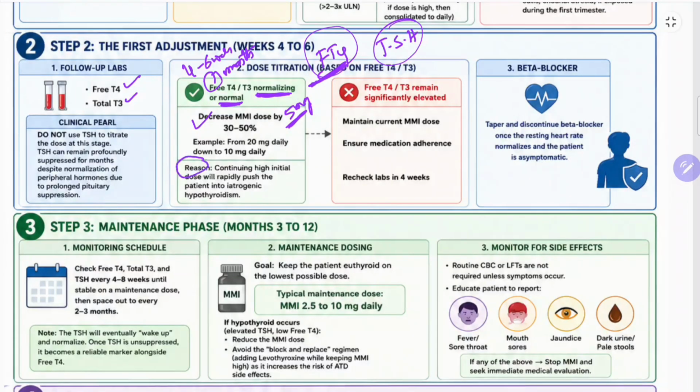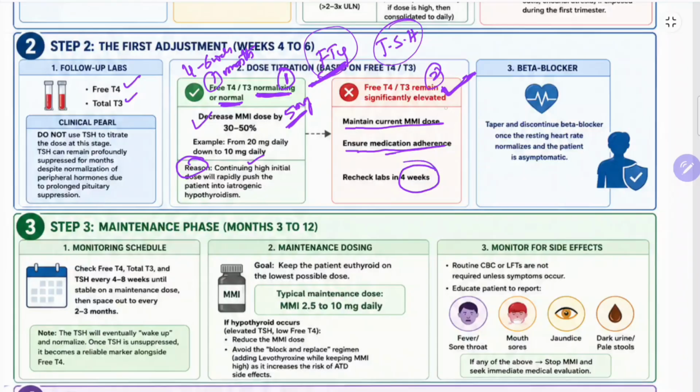Why? What is the reason behind that? Continuing high initial dose will rapidly push the patient into iatrogenic hypothyroidism. That's why. Okay, now this is one condition, normalizing or became normal. Second condition is remain elevated, so they do not come down. Then what you should do, maintain the current dose of methimazole, and ask the patient whether she or he is taking the medication properly or not, and again recheck the labs in 4 weeks.